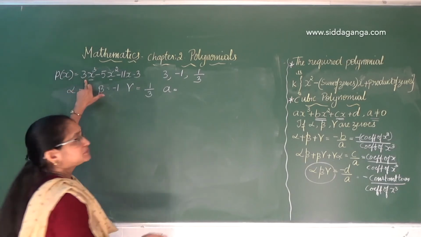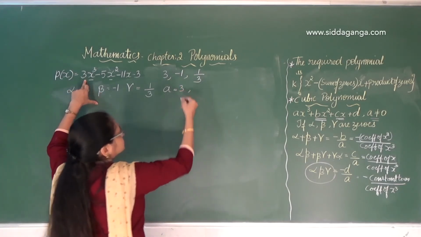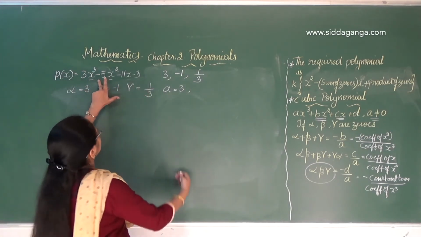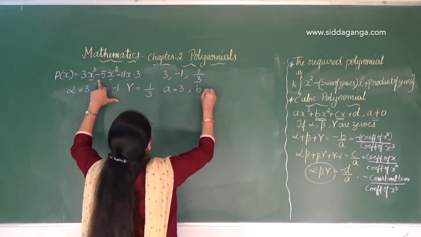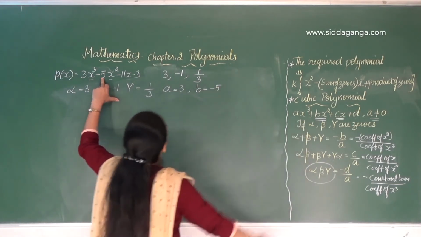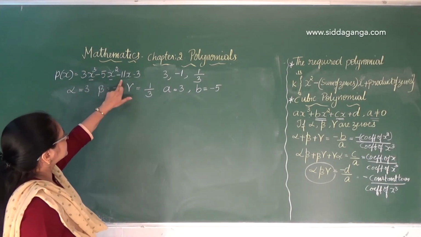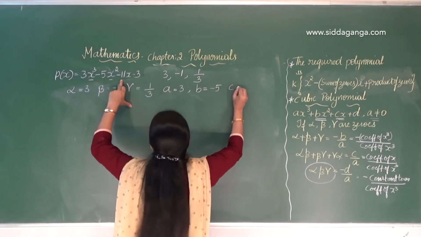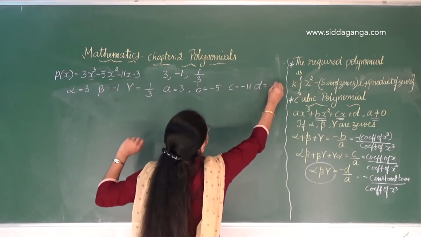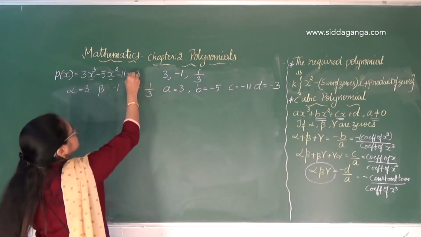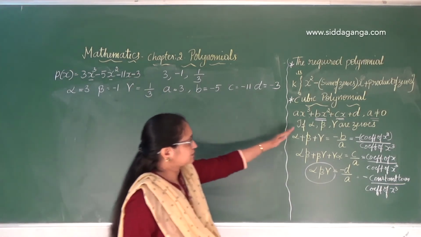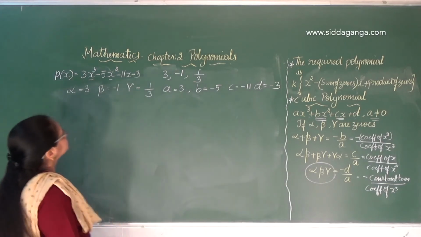What is A? A is equal to 3. So, if you write this, you won't get confused while doing the sum. So, B, what is B? B is minus 5. Just compare with the general form here, minus 5. Then what is C? C is minus 11. And what is D? D is minus 3. So, this is minus 3. Now, once you write this, you can proceed with this formula.